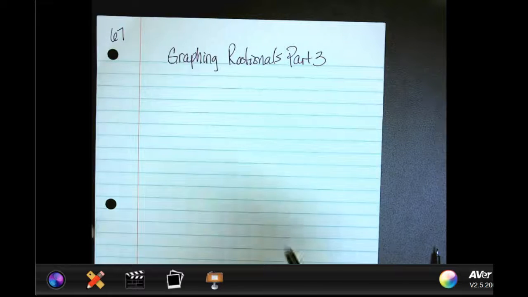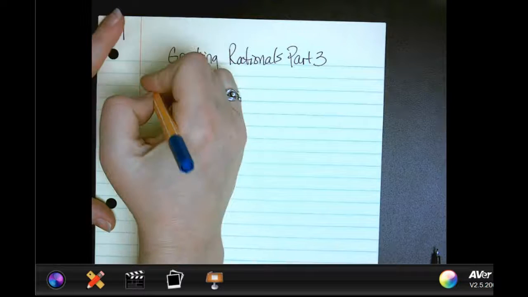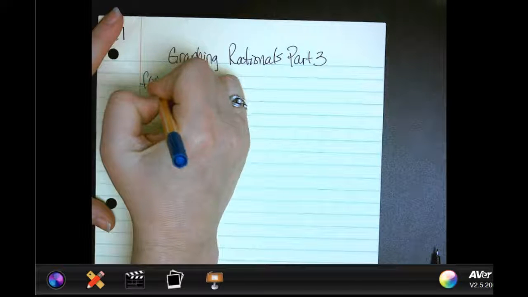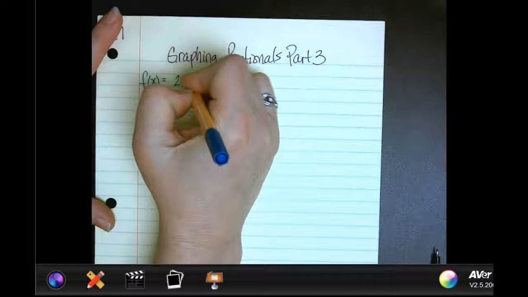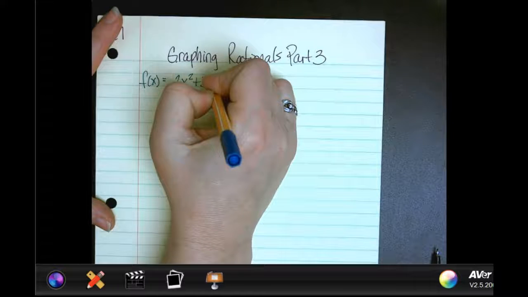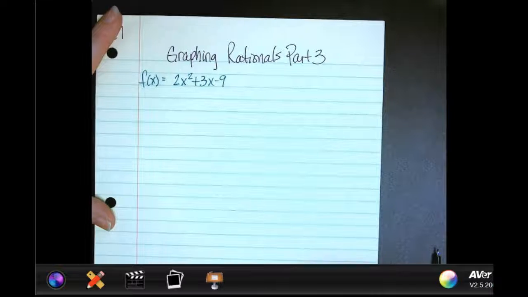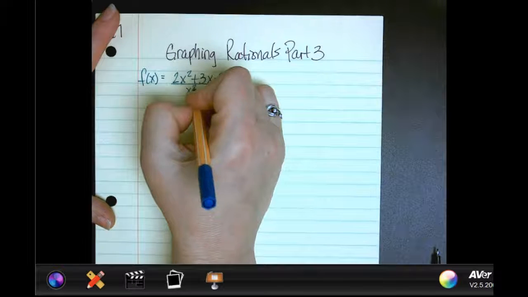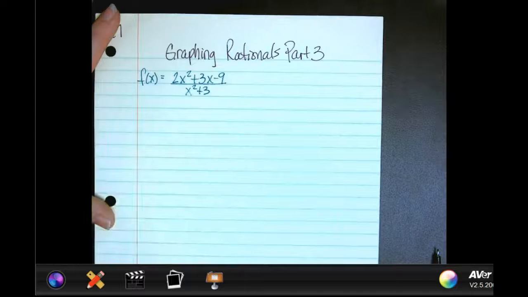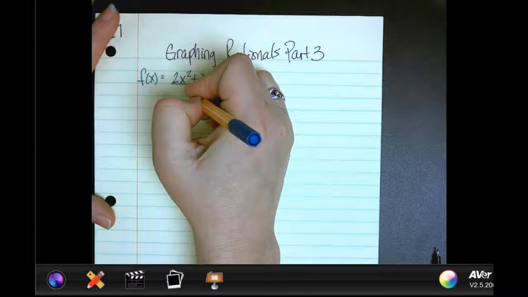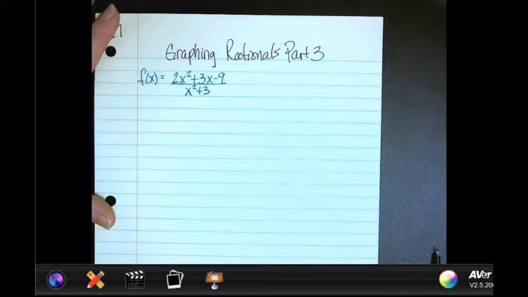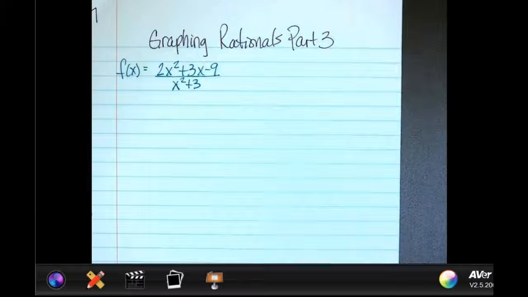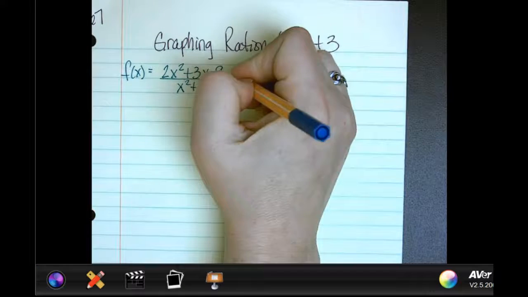So let me give you the equation. That will be f of x is equal to 2x squared plus 3x minus 9 over x squared plus 3. So when we do these, the first thing that we do is factor it. So go ahead and factor that.